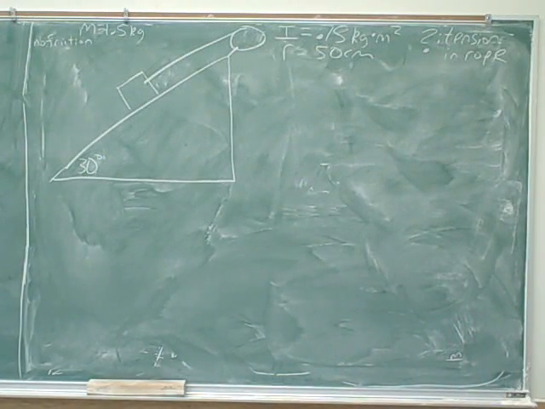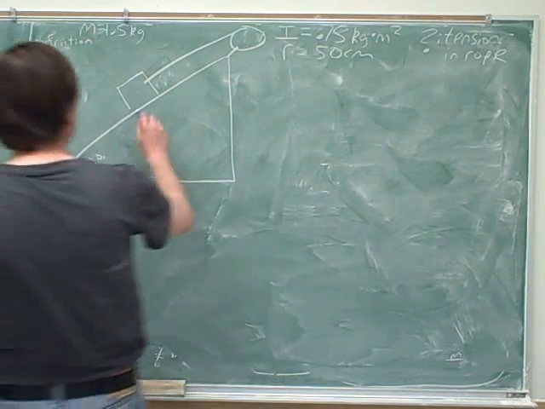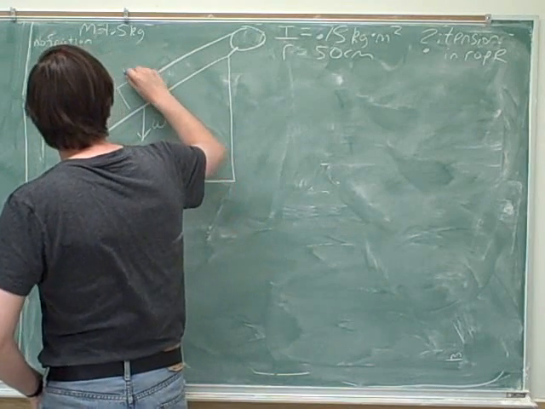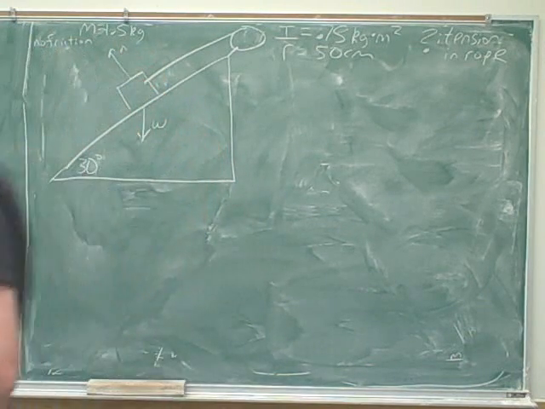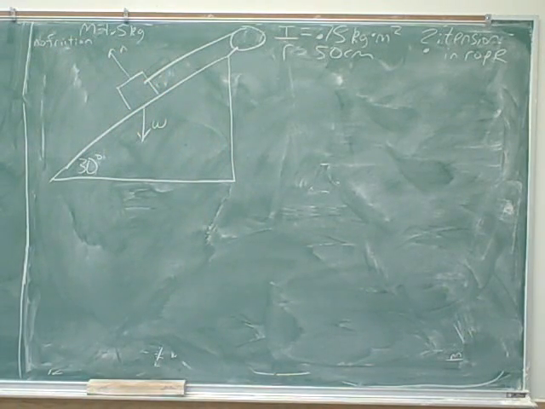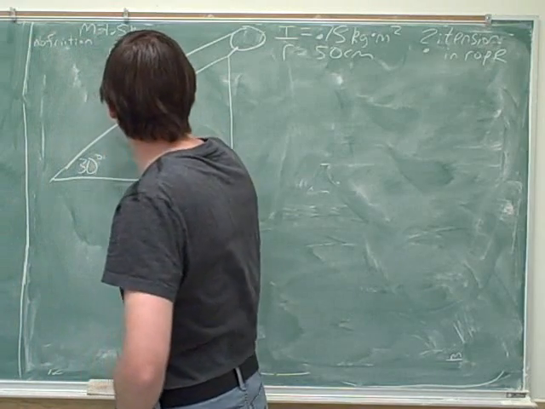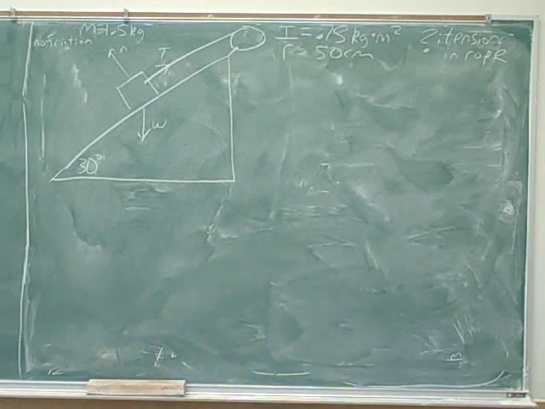So, draw my free body diagram. There's the normal force, the weight, and the tension force. That's good. There's no friction, so we don't include that.